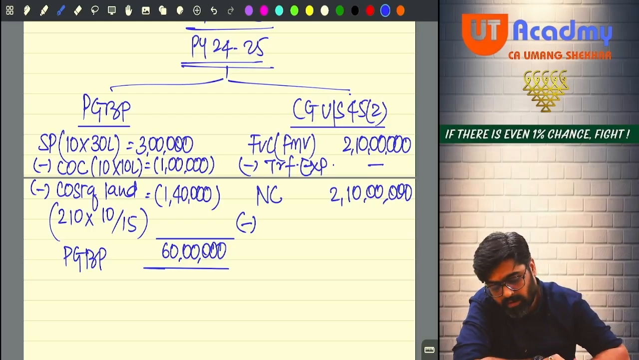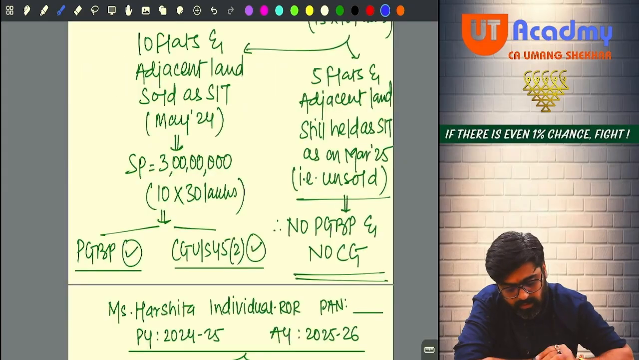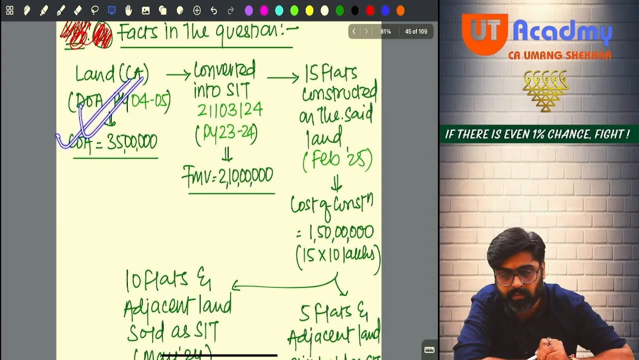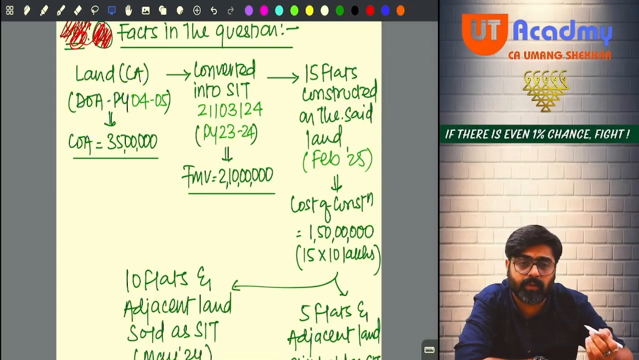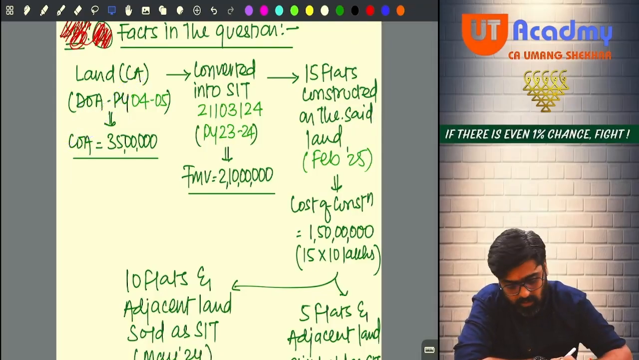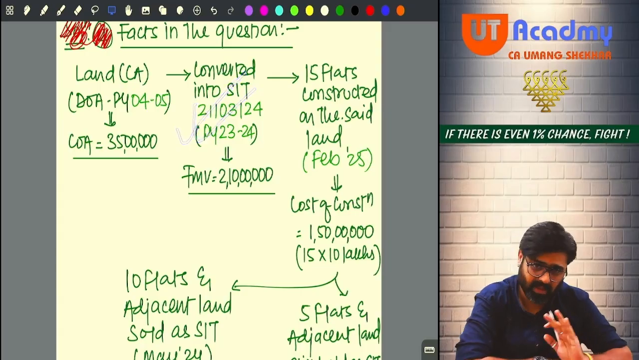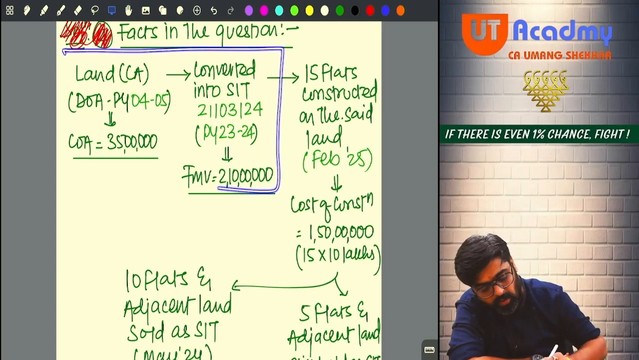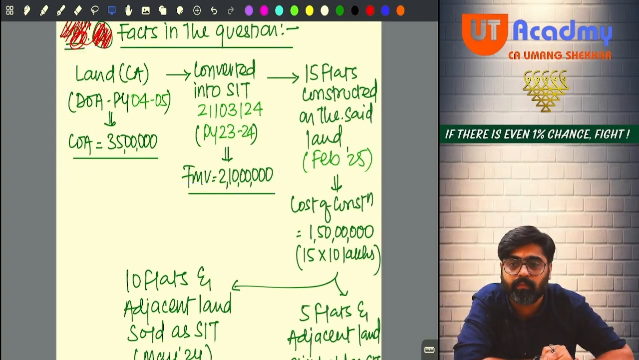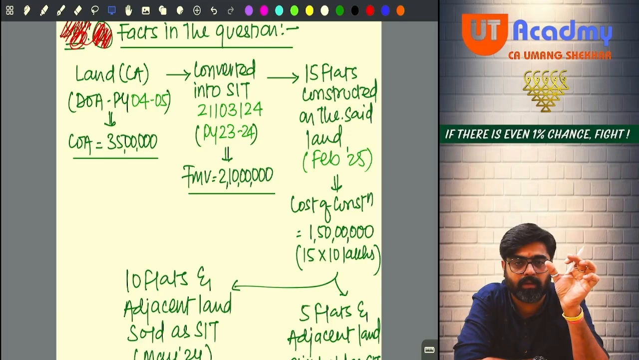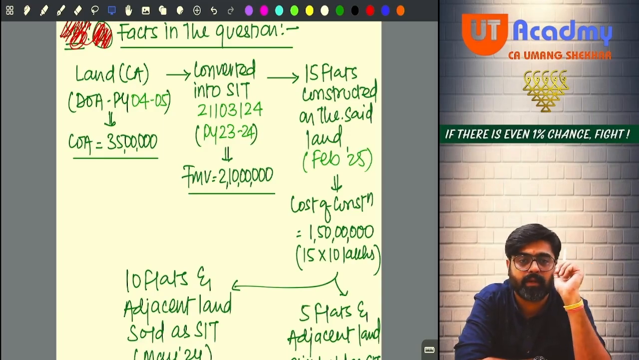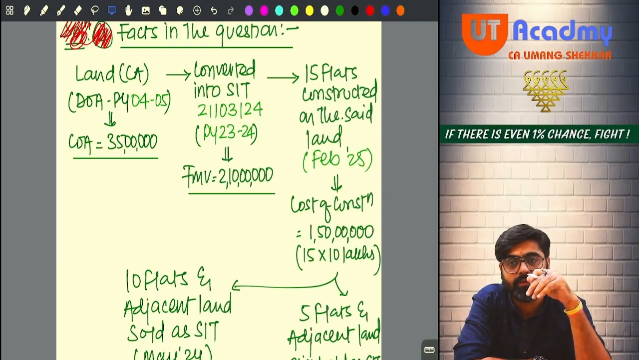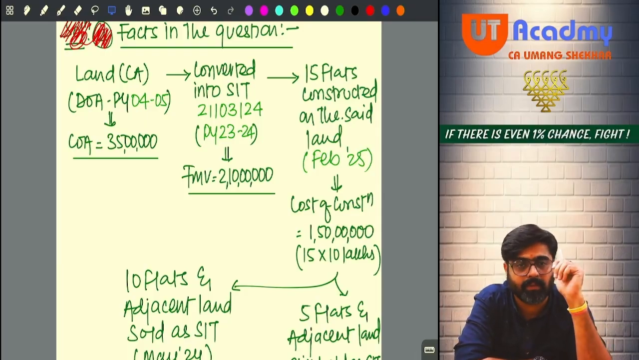So, when did I acquire the capital asset? Come on, tell me. See this. When did I acquire the capital asset? 4-5. And when did I transfer? When did the conversion take place? 21st March 2024. So, this is my holding period of the capital asset. Can you see that the holding period is more than 24 months? So the land becomes your long-term capital asset.